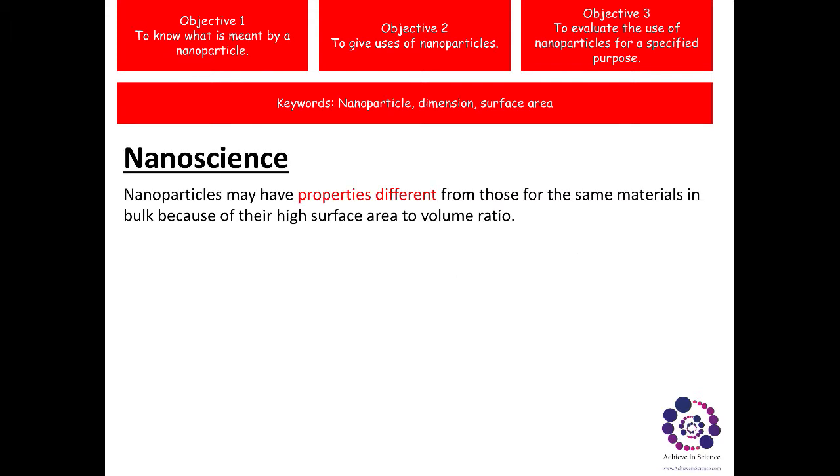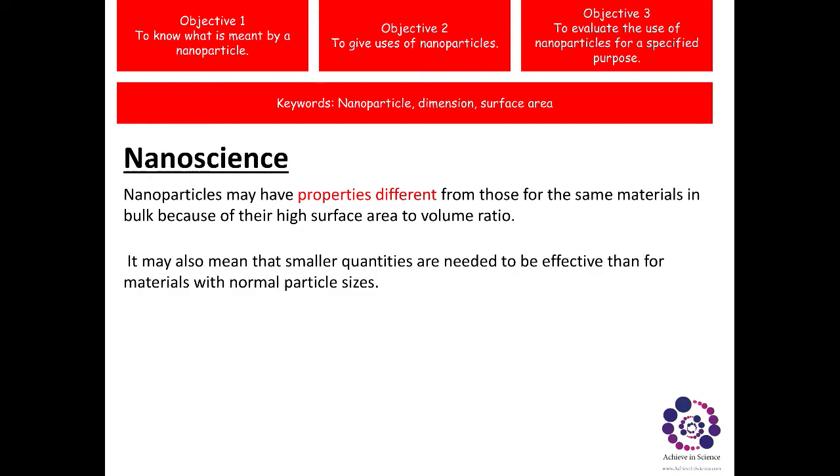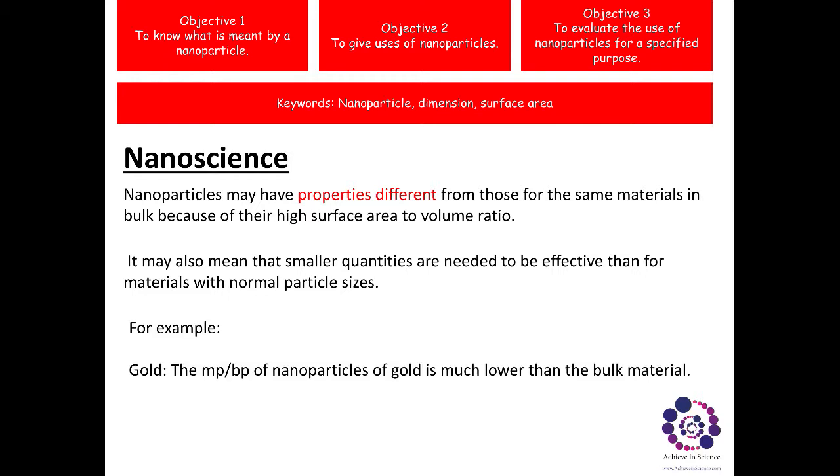Nanoparticles have different properties from those of the same material in bulk, because of a high surface area to volume ratio. This means that smaller quantities are needed to be effective than those of the materials with normal particle sizes. For instance, gold. The melting point and boiling point of nanoparticles of gold are much lower than those of the bulk material.